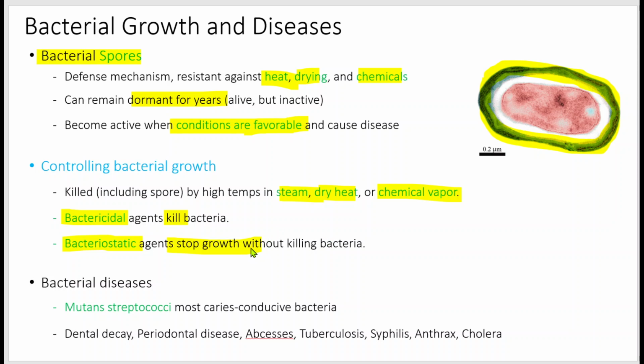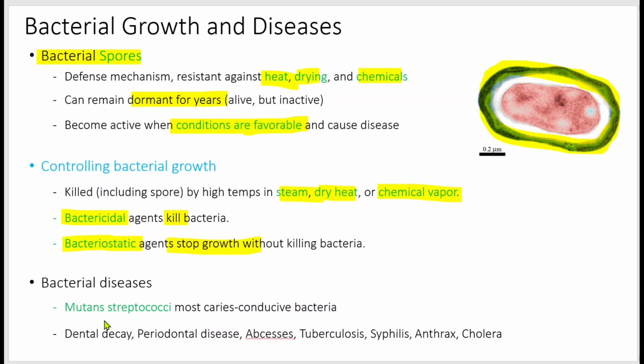Technically antibiotics can either kill it, and then that means it's dead, or they can stop the growth of it, and then the body can help work on them and kill the rest of them. Anyway, these are the two types of agents that can work on bacteria.